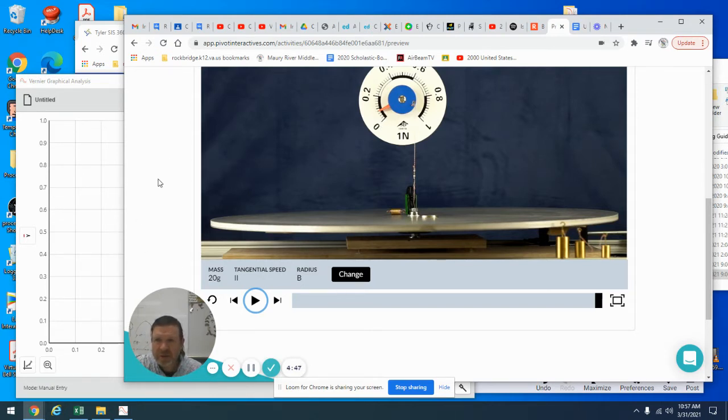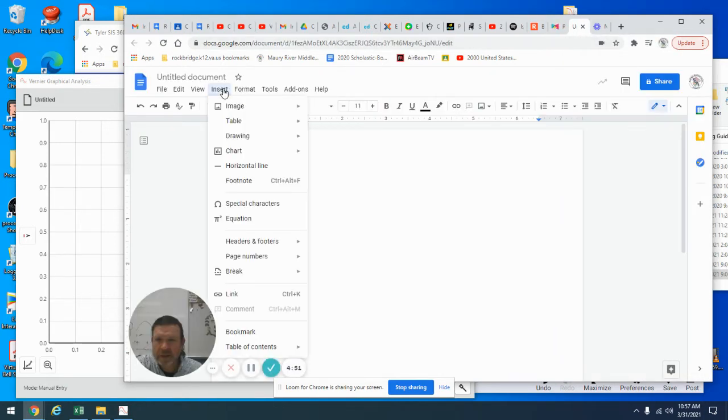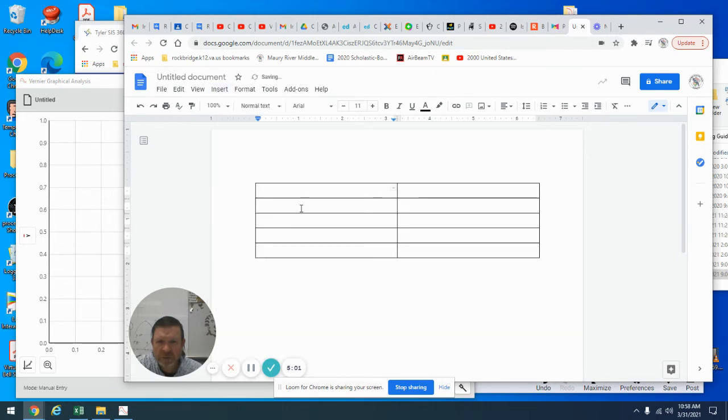So the first thing I'm going to do is make my little data table, and I'm going to insert a table. And let's see, it looks like there were only 4 different masses there. So I think I only need a 2 by 5 table, right? So at the top of this will be mass. That's what I'm varying, so I put that first. And I would like that to be in kilograms.